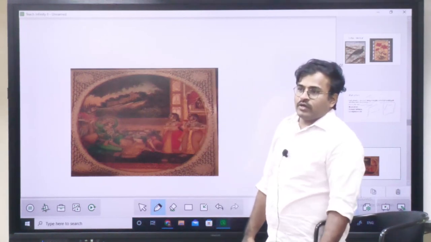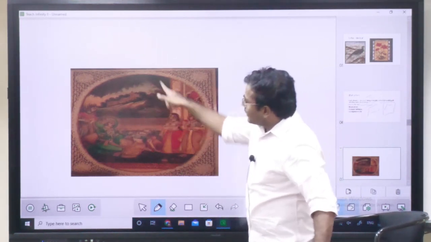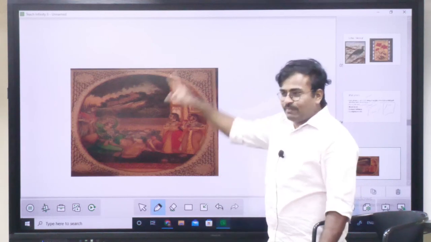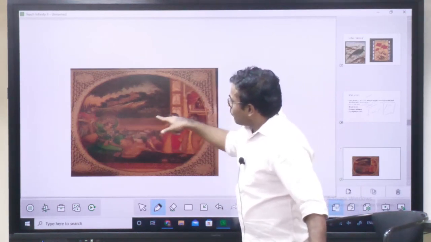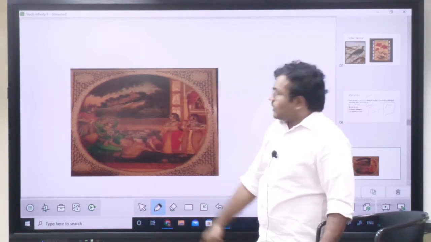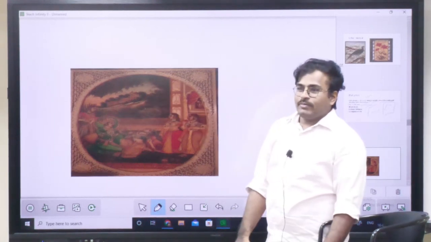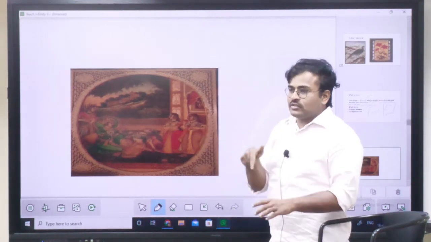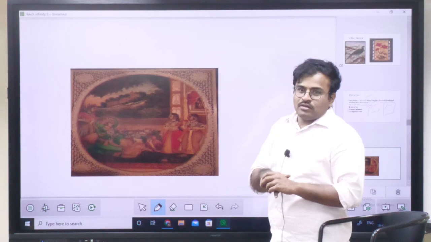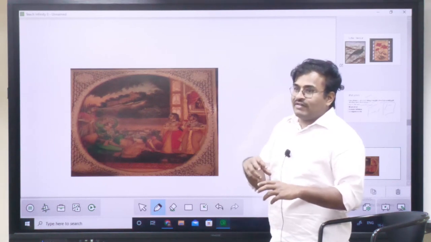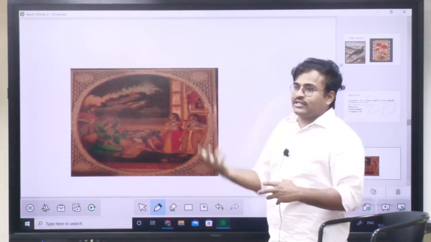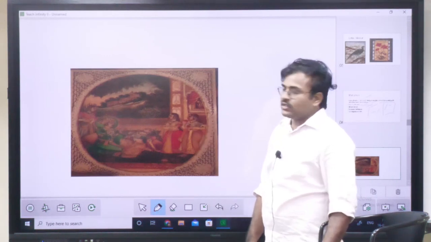See, what they did is there is a painting inside a painting. This is a painting, and the king is sitting in front of one more painting, and there is a big building shown. It means they are experimenting with this depth aspect. With the European influence, they were able to develop depth to such a large extent that they started experimenting with these kinds of things.